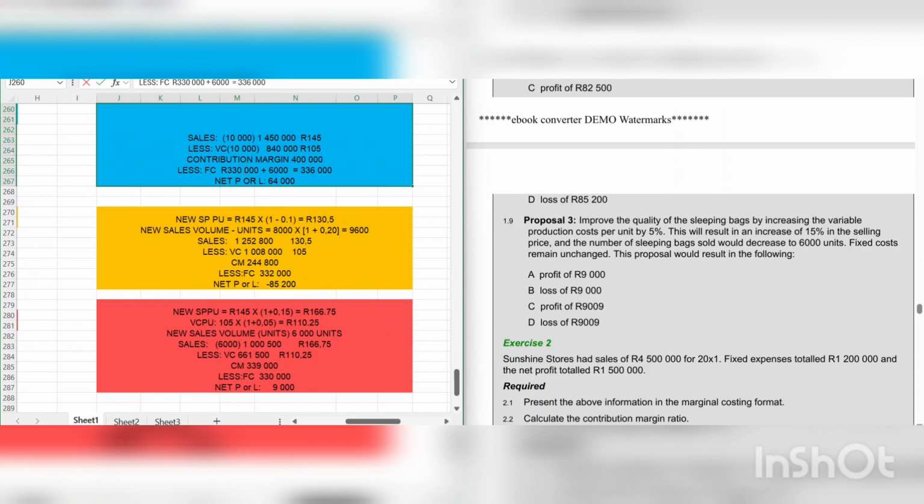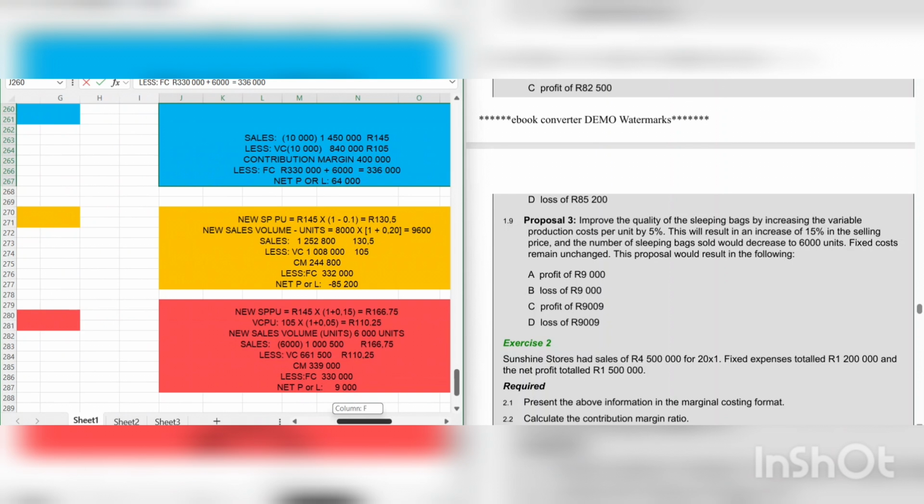All right, because it tells you here that our selling price increases, and you have your variable cost, which also increases by 0.05. So again, once you do that and you put the values into your table, then we find that this company is at a profit of 9,000 Rand, which is answer choice A.